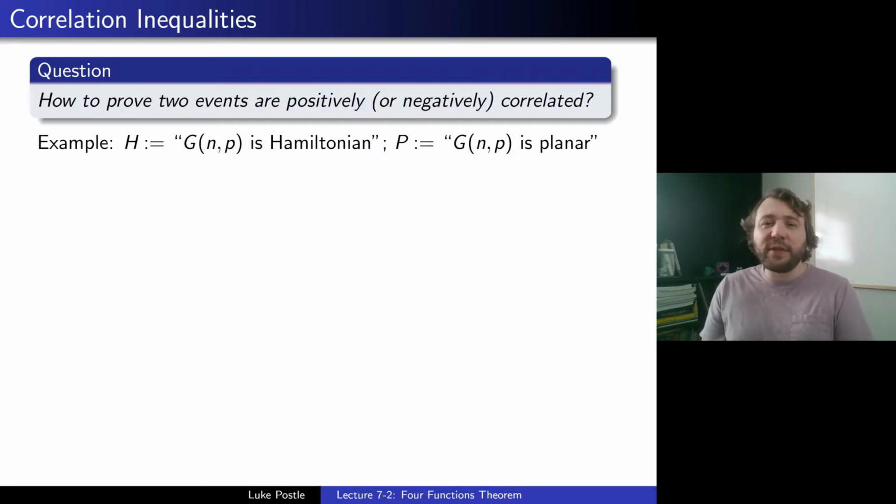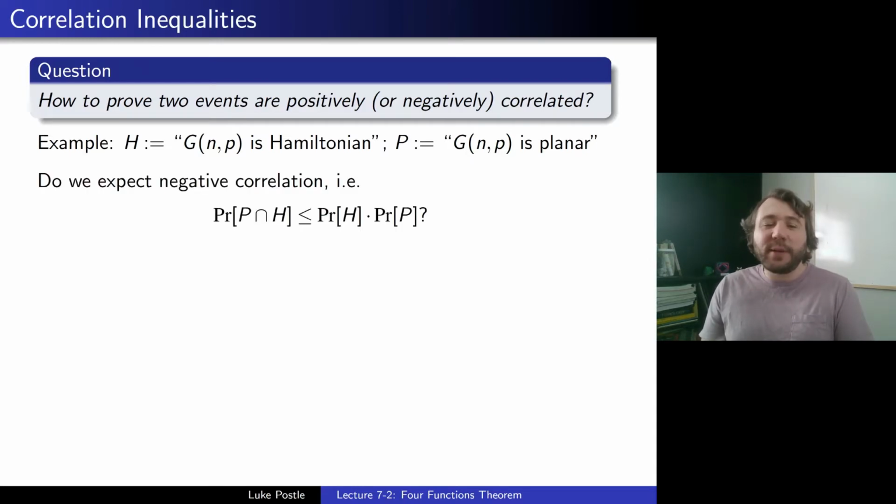All right, so given these two events, it's natural to ask, how are these correlated? Are they positive? Are they negative? And what you might expect is negative correlation. What does that mean? That the probability of P intersect H is at most the product of the probabilities of H and P. So what do we mean there? We mean that somehow it's unlikely for a planar graph to be Hamiltonian in this random model. So it's unlikely to get both Hamiltonian and planar.